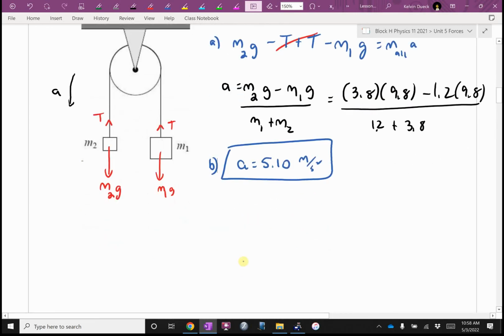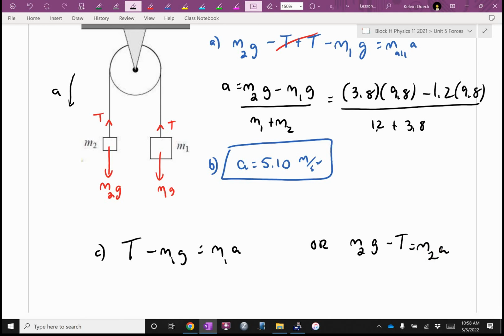M1. Which way is M1 accelerating? Who's winning? Who's losing? Which one? There's 2 in the question. M1G. What's that going to equal? M1A. All right. Or you could have gone M2G minus tension equals M2A, and to get the T by itself there, you would swappy dance. That would work. But here, Riley cleverly picked M1.